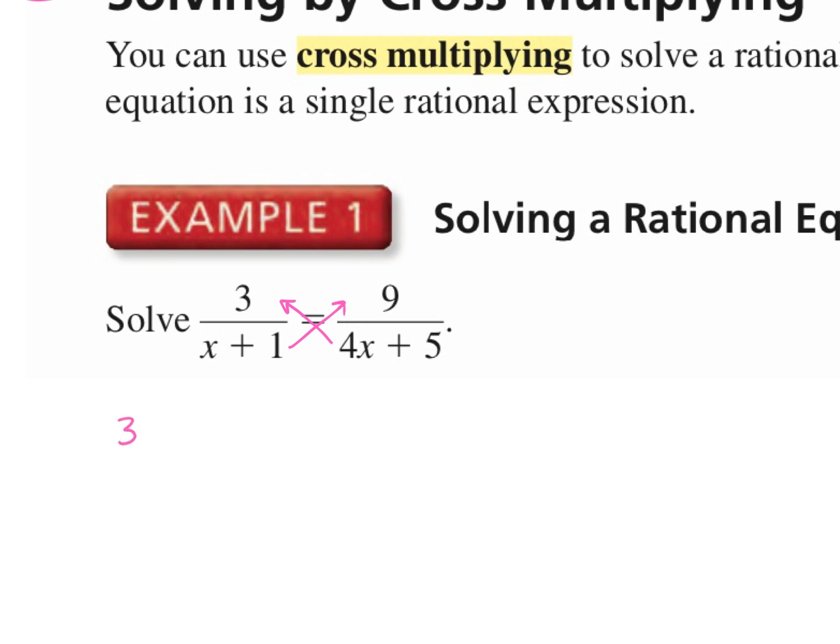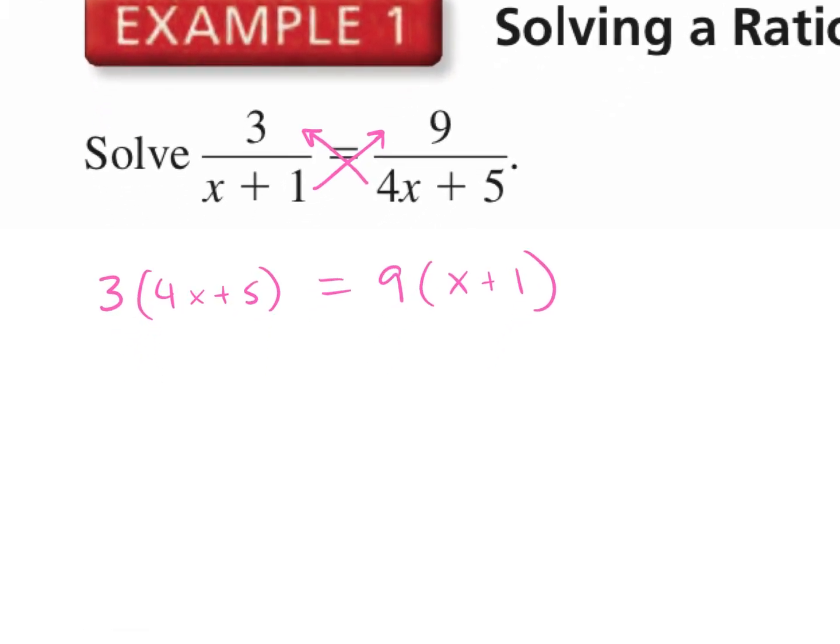So here I have 3 times 4x plus 5 is equal to, that equal sign stays in the middle, and then 9 times x plus 1. By cross multiplying, we get rid of the fractions, so we don't really need to worry about them anymore. Here we just solve like we normally would. What would I do next to solve for x? Distribute. So I can distribute the 3 and distribute the 9. So this gives me 12x plus 15 is equal to 9x plus 9.